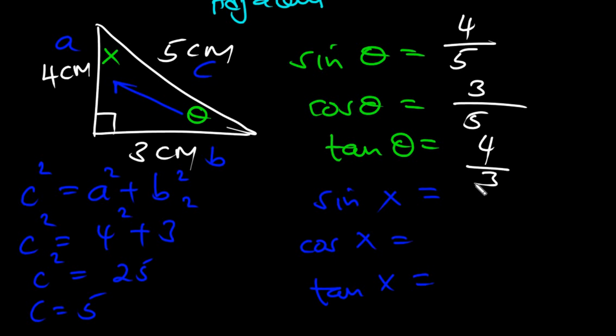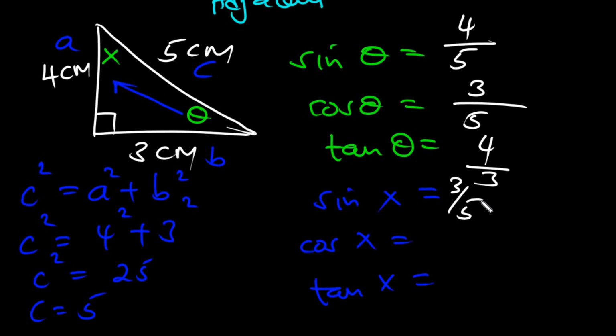Okay, so we are through with angle theta. Let's move to angle x, and let's find the value of the sine of x. So sine x from this relationship is opposite divided by hypotenuse. The line that is opposite to angle x is this one, which is 3 centimeters, and then we have the hypotenuse as 5 centimeters. So the sine of x is 3 out of 5.